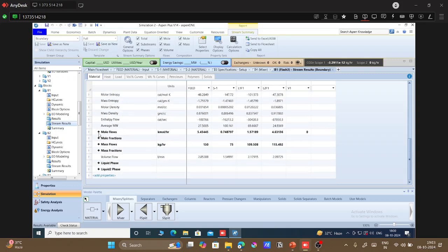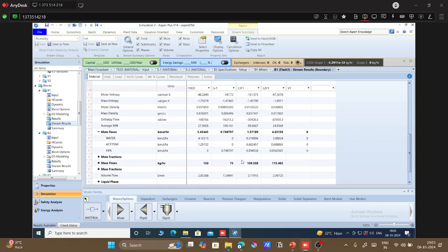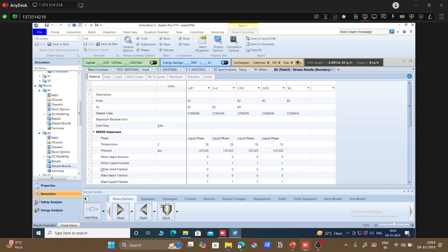Now in the molar flow rate, what we see is that the first liquid coming out of flash 1 mainly consists of EIPK and acetone. We had seen that EIPK and acetone had a good affinity compared to EIPK and water. So in the first liquid, the water amount is much less compared to what we have in the feed. And the second liquid mainly contains water, with some amount of acetone and EIPK. This is then fed into the second flash column.